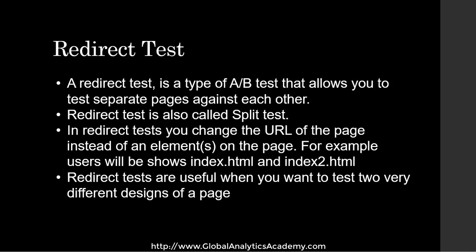The third type of experiment you can do in Google Optimize is a redirect test. A redirect test is a type of A/B test that allows you to test separate pages against each other. A redirect test is also called a split test. In a redirect test, you change the URL of the page instead of elements on the page. So you're not changing the elements, you're just sending the users to 2 different URLs. A set of users is sent to one page and the other users are sent to the other page.